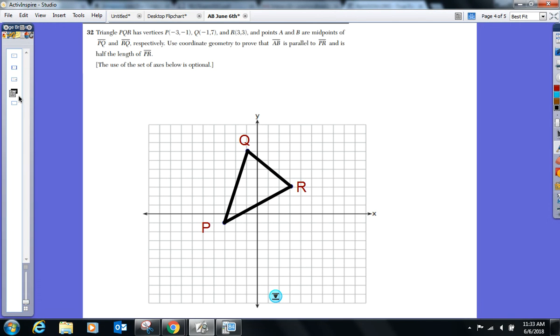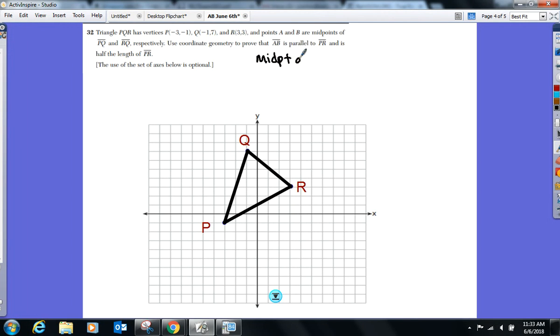Let's get a little graph going of PQR. And while you're working, you can start the next step, which is finding points A and B, which are the midpoint of PQ and RQ. So find the midpoint of PQ, call it point A. I'll ask somebody for that one, and then go midpoint of RQ, and I'll call that point B. And then we've got some work to do.